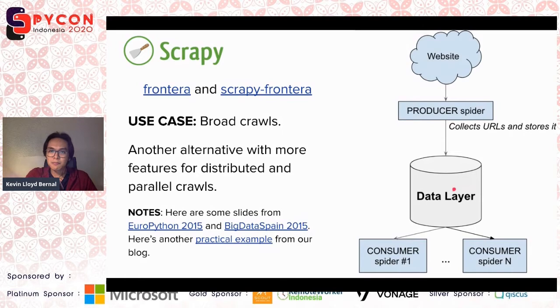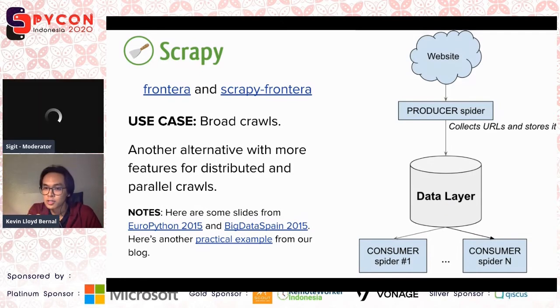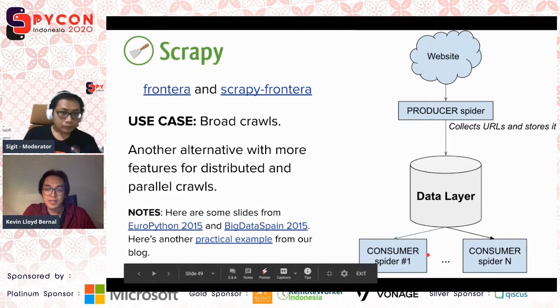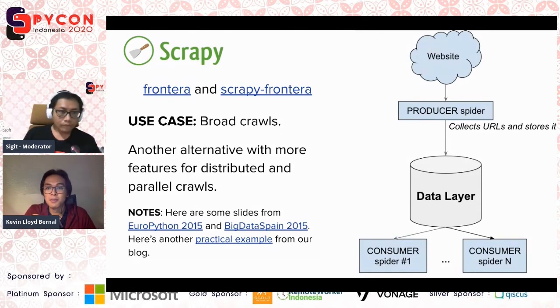This is just one example, wherein suppose we have just one producer spider, which collects interesting URLs and stores them somewhere in a data layer. And now Frontera and Scrapy Frontera are able to coordinate the crawls for different consumer spiders out there. It could be one or more, it really depends on your configuration. But so far, this is the most common model we use.